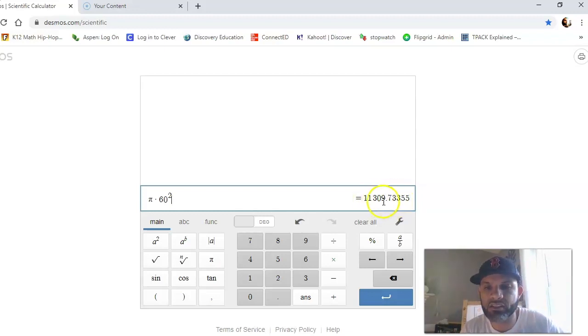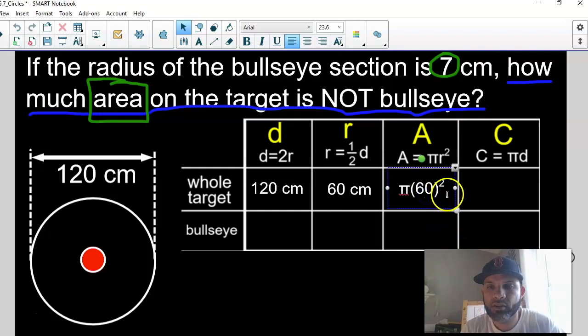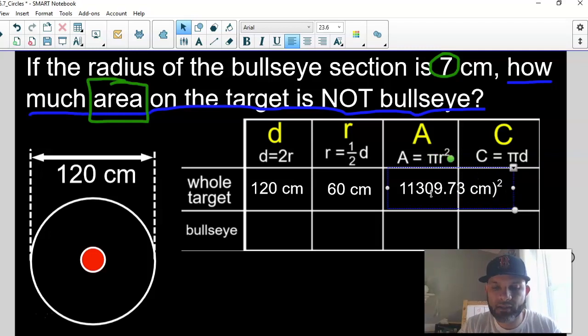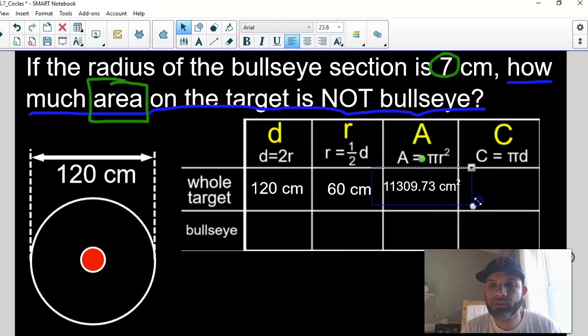So 11,309.73, and that is centimeters squared. Okay, let me just double check that. 11,309.73. Good. All right, I'm going to shrink that down so it can fit in our box here.